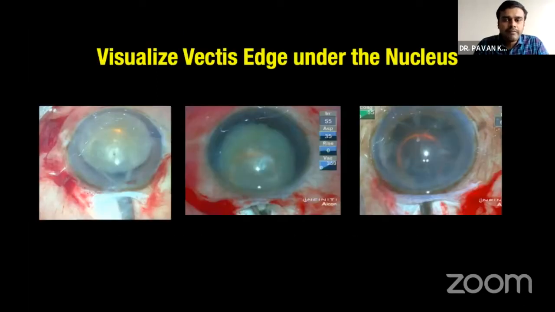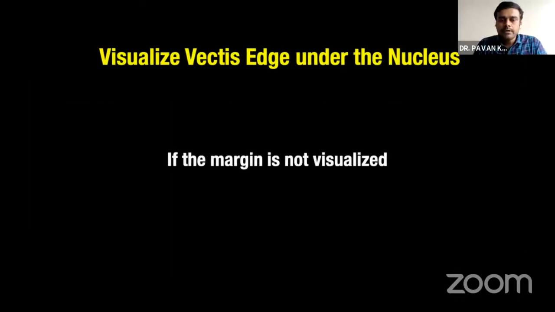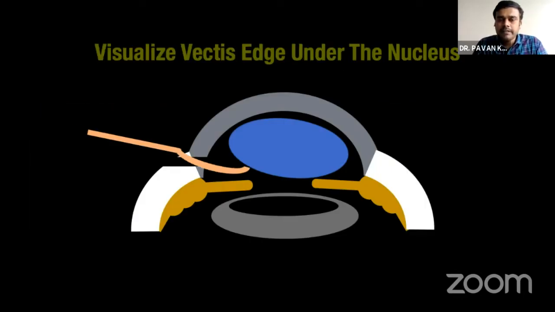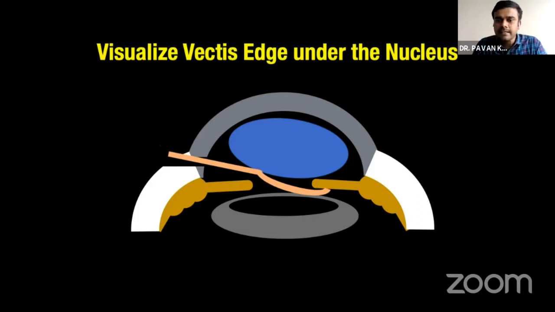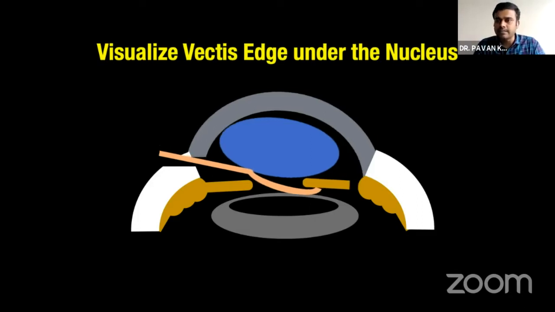Similarly, whenever we're doing a Vectis nucleus delivery, we have to make sure that we visualize the inferior edge of the Vectis under the cataract, however hard the cataract may be. So this makes the concept understandable. If the Vectis is under the nucleus, it is easily visible. If it is not visible, then that means it is under the iris, and pulling it can cause inferior iridolysis. So this animation makes it more clear.